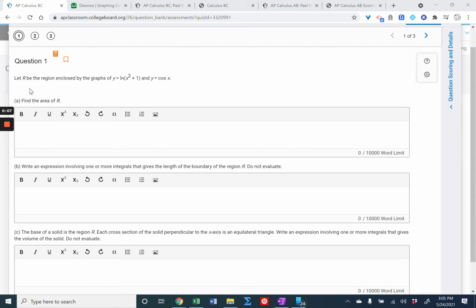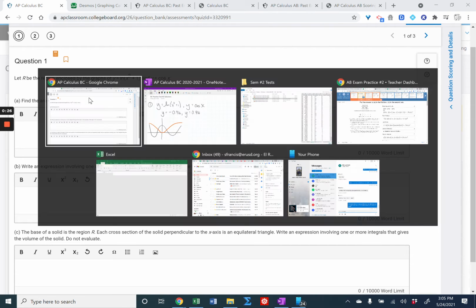And so the question for number 1 is we have the region R enclosed by these two functions, the natural log of the quantity x squared plus 1 and the cosine of x. I believe they give you a picture with that, but in my version they don't. But even if they don't, it's a calculator question, so you could go graph it yourself. You need to find the area of R.